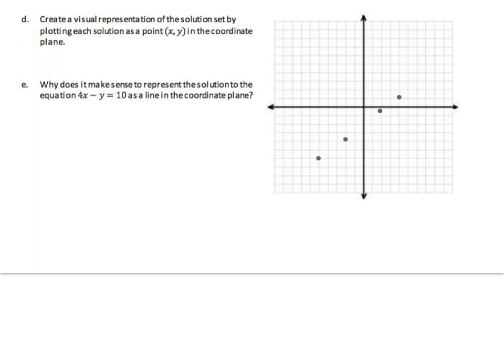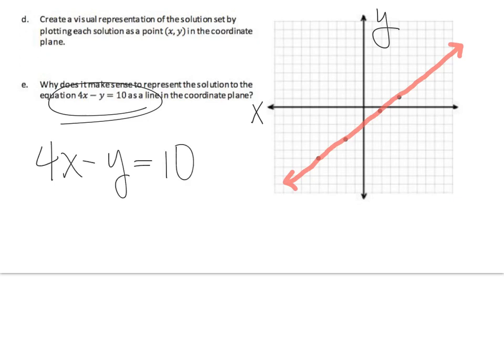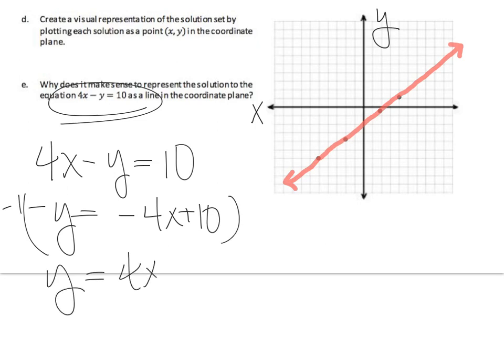Why does it make sense to represent the solution to the equation as a line in the coordinate plane? All of my solutions are going to be in the form of a line, where here I have the x-axis and the y-axis, and that would be the variables. 4x minus y equals 10. I can rearrange that. Negative y is negative 4x plus 10. Multiply everything by a negative 1. I have y equals 4x minus 10. If you look right here, I cross the y-axis at negative 10, which is not a surprise.